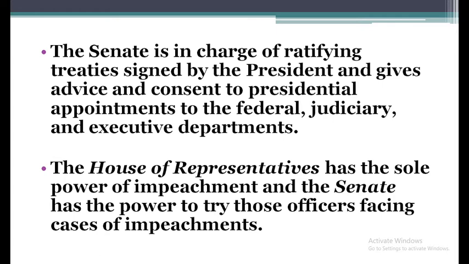Again, the House of Representatives has the sole power of impeachment. There is no other authority in the United States which can impeach a high-ranking officer. Similarly, the Senate has the power to try those officials facing cases of impeachment. In other words, the Senate is the court of impeachment against the President and other high officers of the United States, including the judges of the Supreme Court. In case of impeachment, the Senate becomes the court of impeachment.